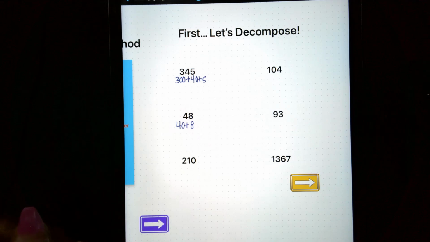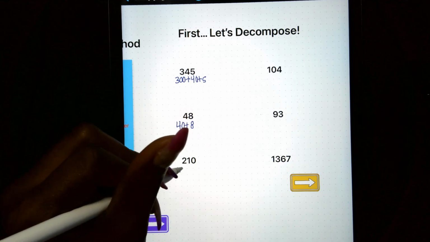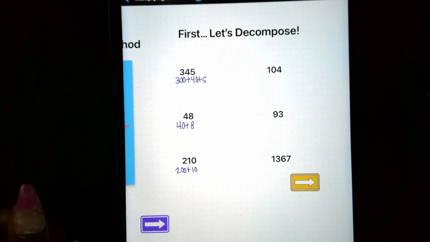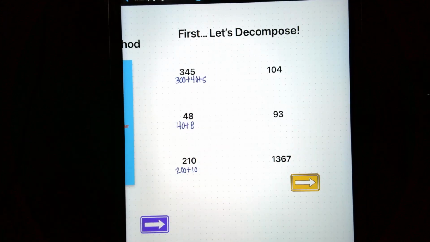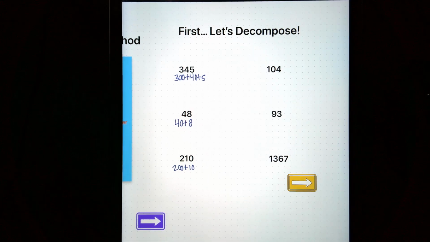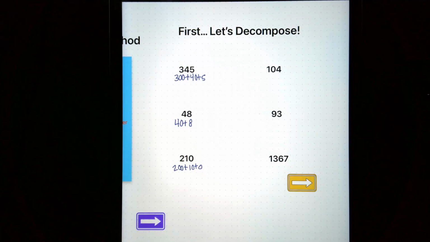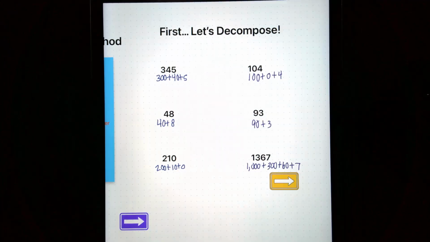And 210. 200 plus 10. Normally we can stop right there, but for place value sake and to help you understand place value, just add your 0 right there. Try the next 3 by yourself. Check your responses. Do they match mine?